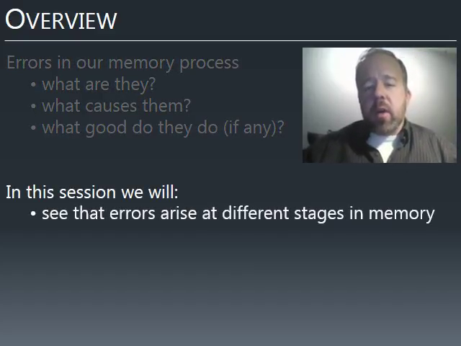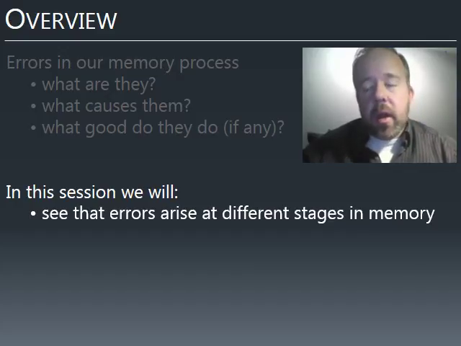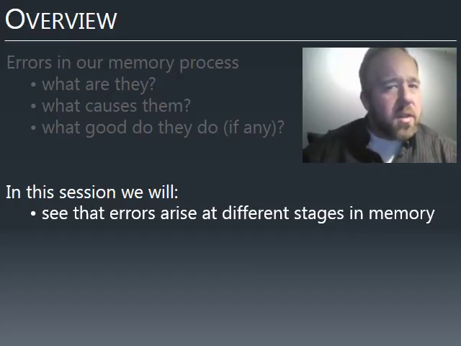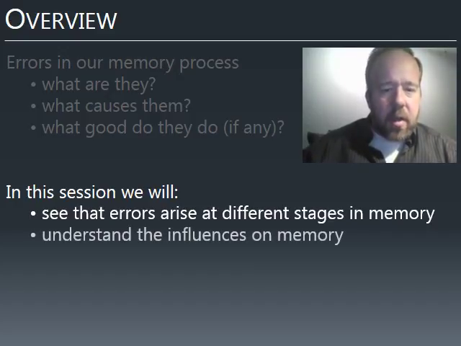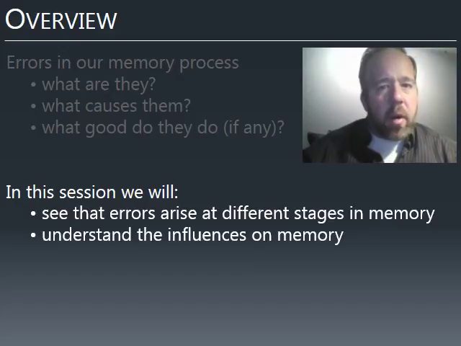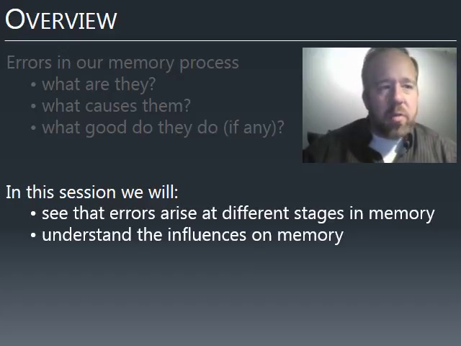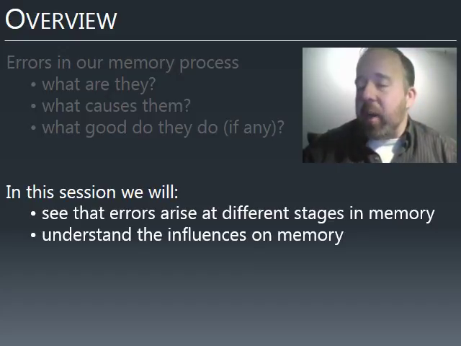So what we're going to do in particular is see that these errors occur at different stages in memory. It's not that one stage of memory is particularly flawed and that the others are perfect. These errors happen at every stage. No stage is perfect. And also, a lot of these errors occur because of outside influences on our memory. In particular, we'll talk about how suggestible our memories are and how easy it is for us to misremember things, to sort of merge memories, and believe, of course, that it's still an accurate reflection of the past.